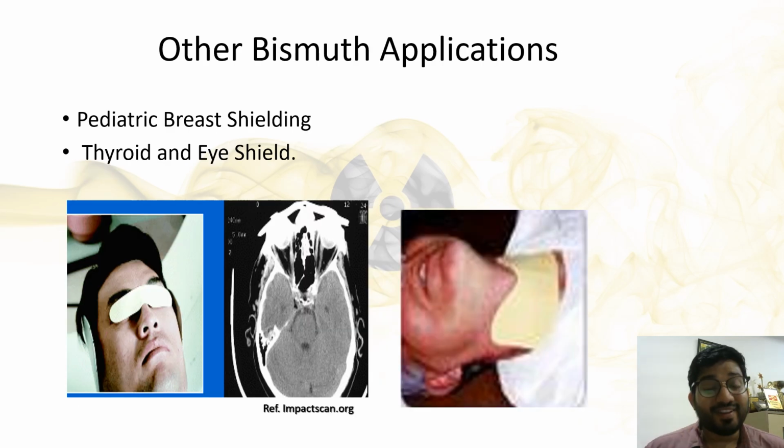Not only for the adult breast, we can use it for pediatric breast shielding, also thyroid and eye shielding. We are commonly using this bismuth shield.